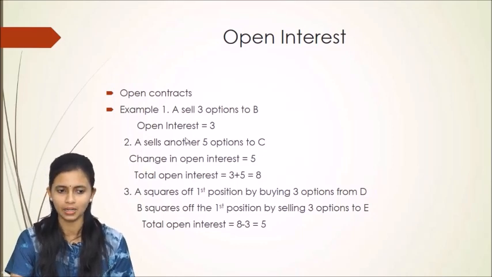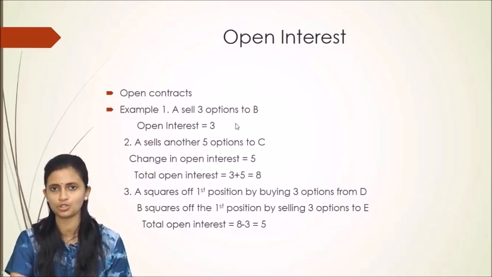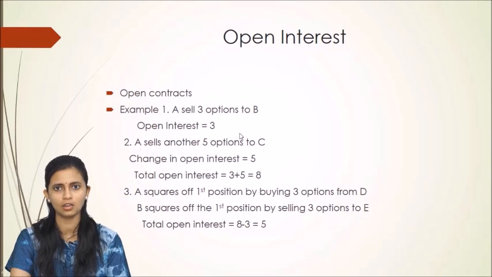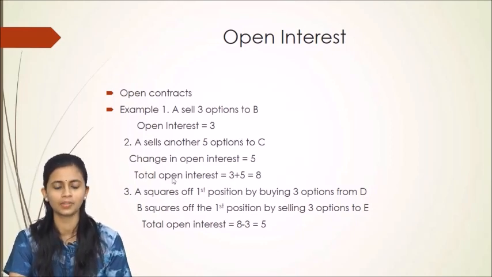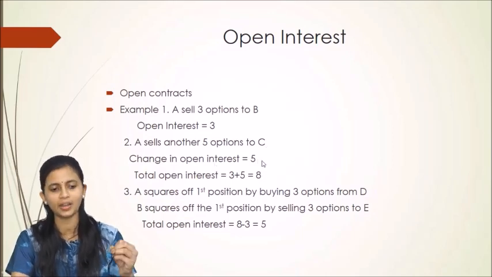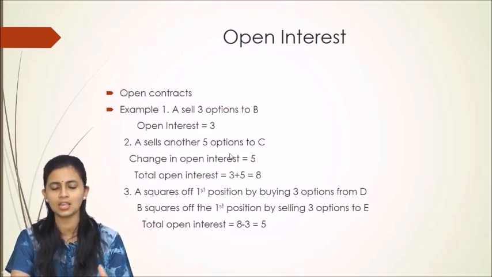Say for example, A sells 3 options to B. Okay, that means 3 options are now open. Yes, 3 contracts are there now, so open interest is 3. Now A sells another 5 options to C. Now another 5 contracts are added, yes, so 3 plus 5, 8 becomes your total open interest.